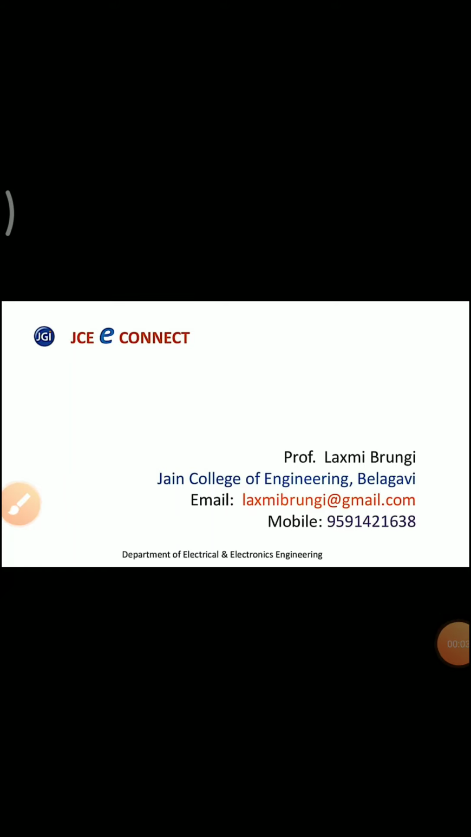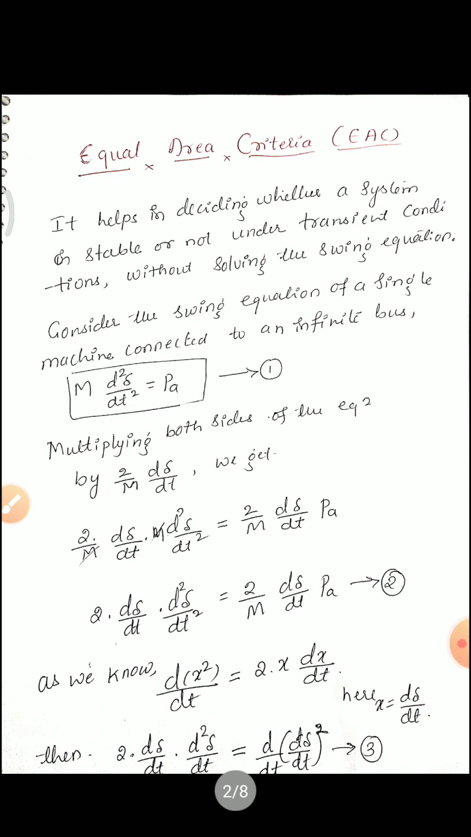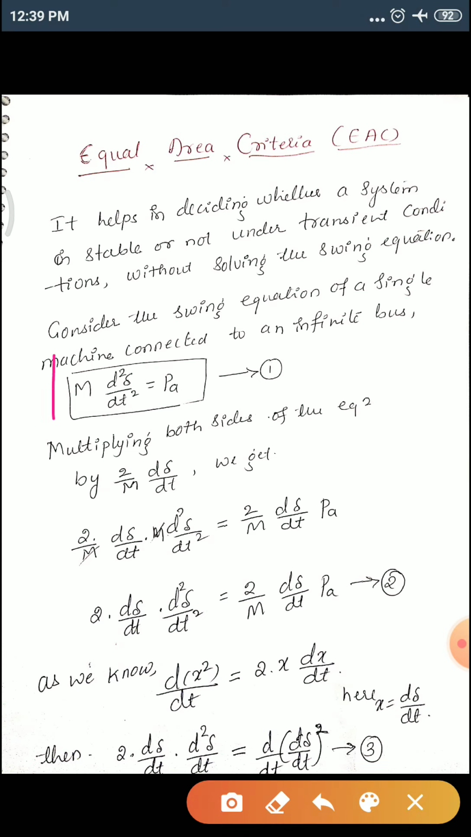Today we are going to discuss the equal area criteria of a power system. Before studying this, we have studied earlier the swing equation of a power system, which indicates whether the system is stable or not. The stability of the system can be identified by this swing equation.